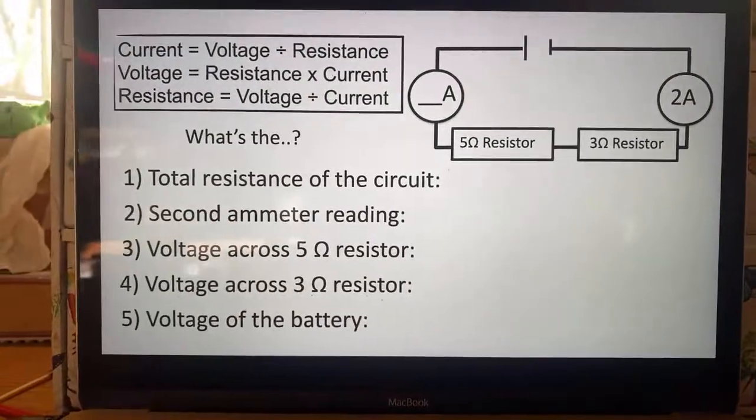Right, should we do one last? I've just got like 5 questions here based on one circuit, and then that's the end of the lesson. Have a go at these.